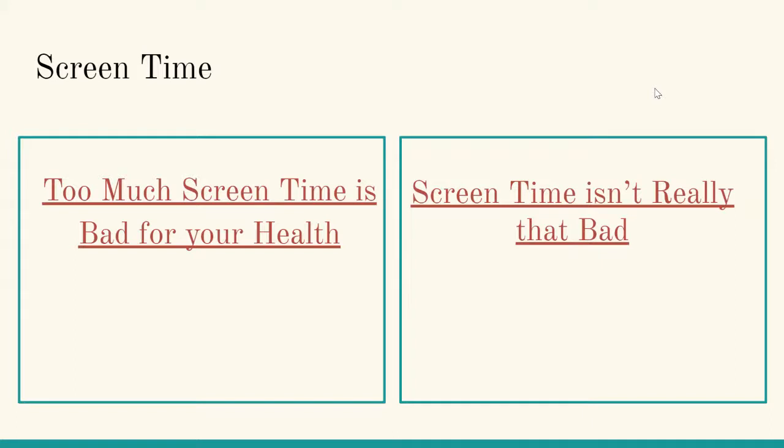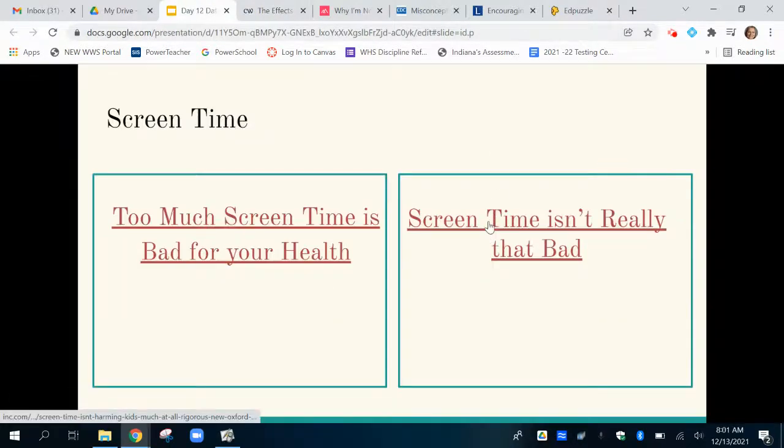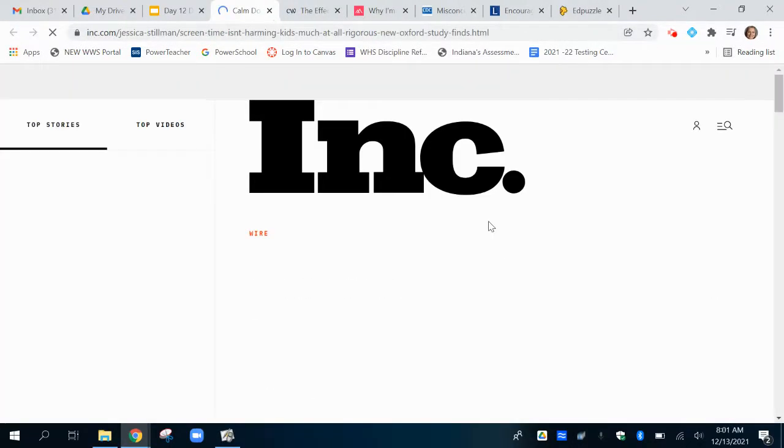Screen time. So again, a couple other articles I would suggest you take a few minutes to go through. But again, you'll notice we have an article here that's about the effects of too much screen time, what that has on your health. And then we have another article that's based on screen time not really being that bad.